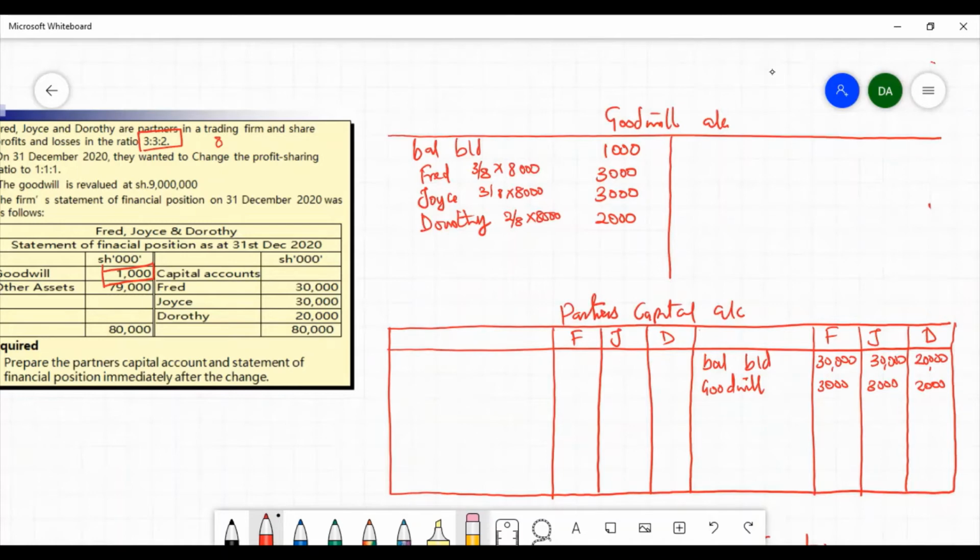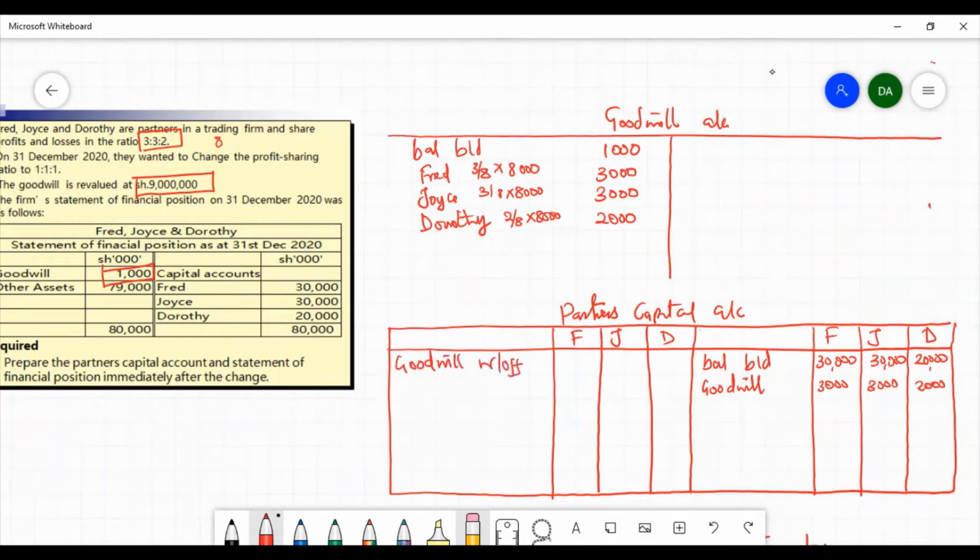To write off goodwill, the following entries need to be made. In goodwill account, goodwill will be credited and then debited in the partners' capital accounts. But then what is it that we are debiting or crediting? The total value of goodwill. The total value of goodwill is 9 million. So that 9 million will be credited in goodwill account. But then as it is being credited in the goodwill account, it's being written off in the partners' capital accounts.